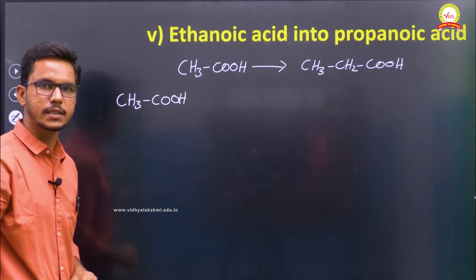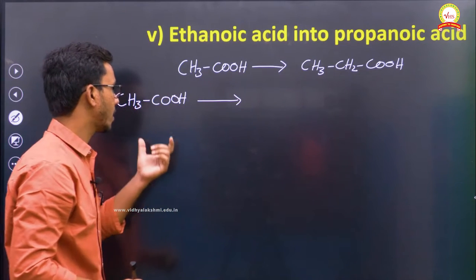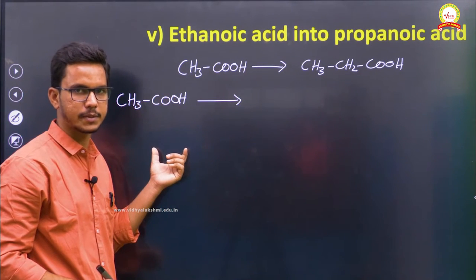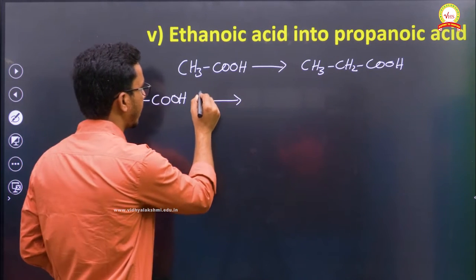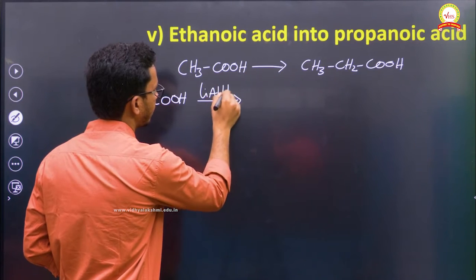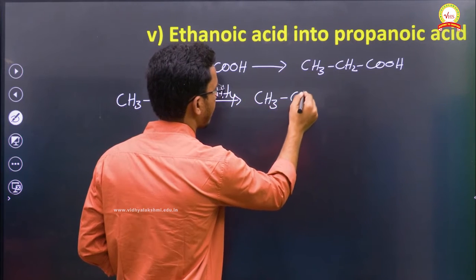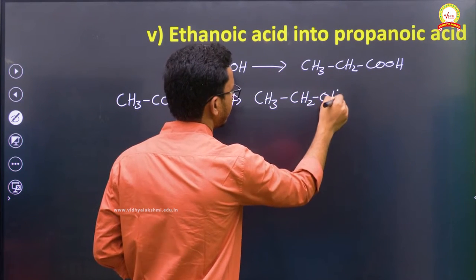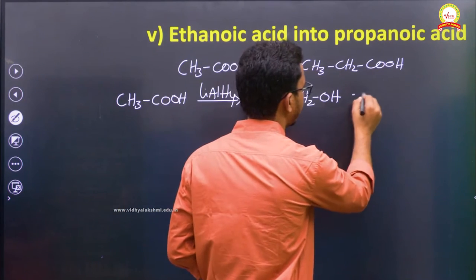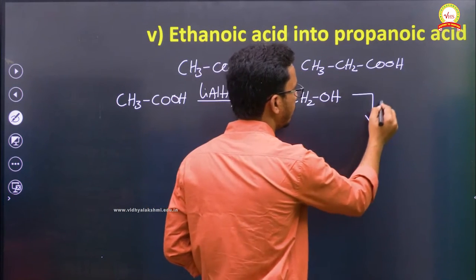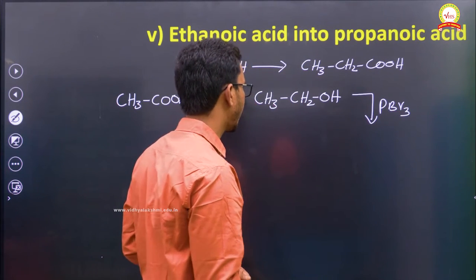CH3COOH. I am just converting this into the respective alcohol. Whenever we have a carboxylic acid, it is a highly oxidized substance. This one will undergo reduction in the presence of a strong reducing agent like lithium aluminum hydride. What will we get now? We will get the respective alcohol, that is the two-carbon alcohol ethanol, CH3CH2OH. This one on reaction with PBr3 or SOCl2, or PBr5 also you can take.